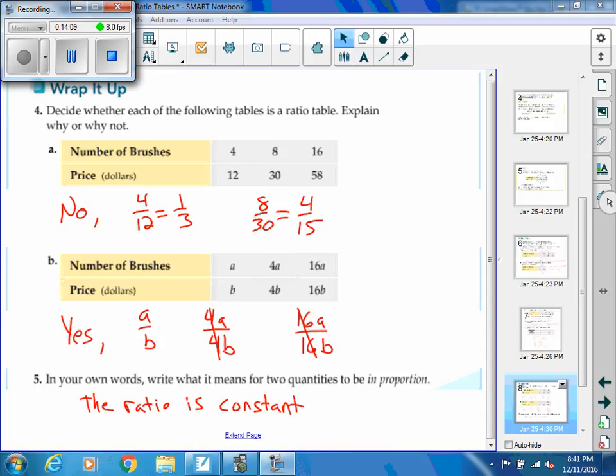Number 5, in your own words there, describe what it means for 2 quantities to be in proportion. Well, what it means to me is the ratio is constant. If you take the first quantity divided by the second quantity, you should get the same thing for every column in your table. That's what it means for it to be constant. If that's not the case, then they are not in proportion.